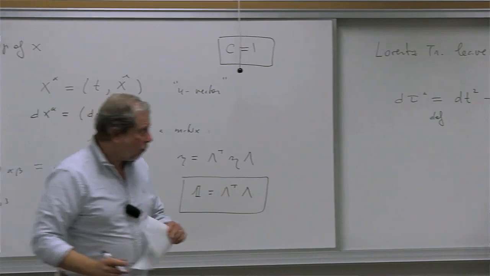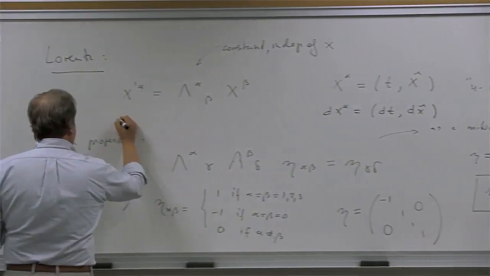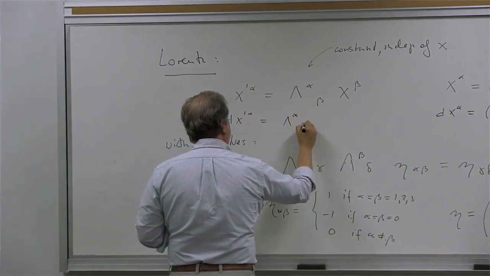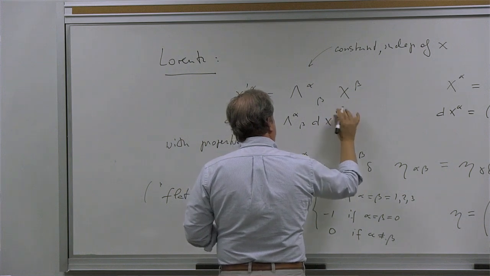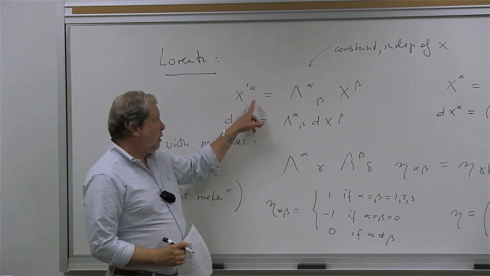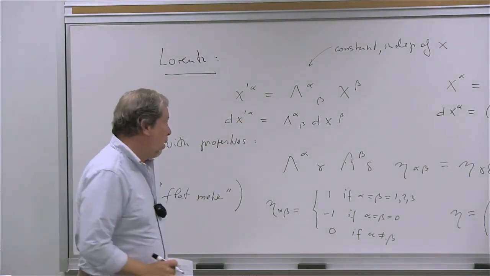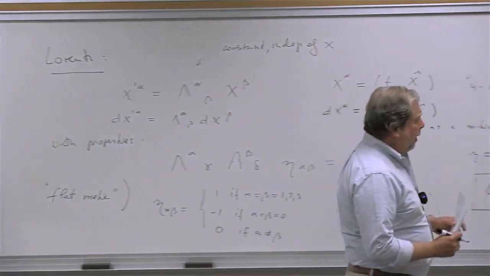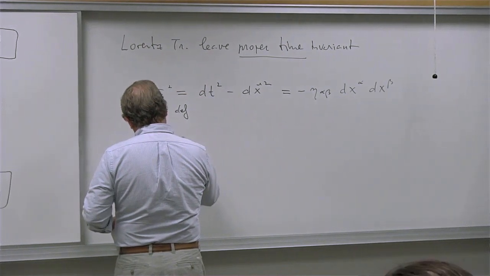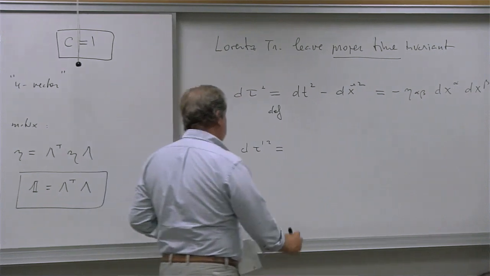And now we can take the differential of this relationship, which you're going to write underneath as well here. dx prime alpha is equal to lambda alpha beta dx beta. So why is this correct? Well, of course it's correct because this is just a linear relationship. So it just applies to the increments as well, because lambda is a constant. So that means that we can calculate d tau prime squared.